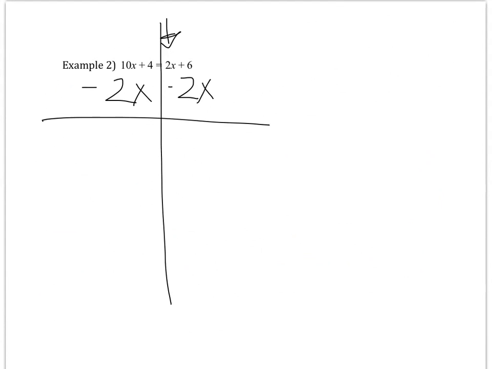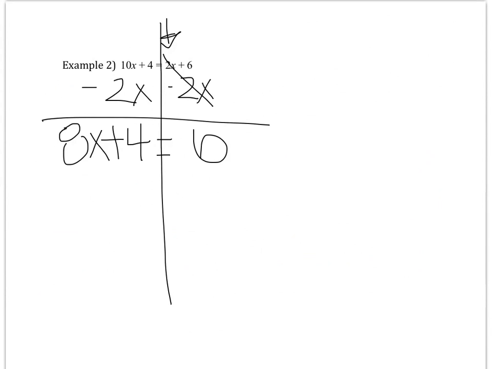10x minus 2x is going to give us 8x plus 4. I'm going to bring down my equal sign. 2x minus 2x is going to cancel out, and I'm going to be left with 6. Now I have a two-step equation. This should be something that you know how to do. I have 8x plus 4 equals 6.